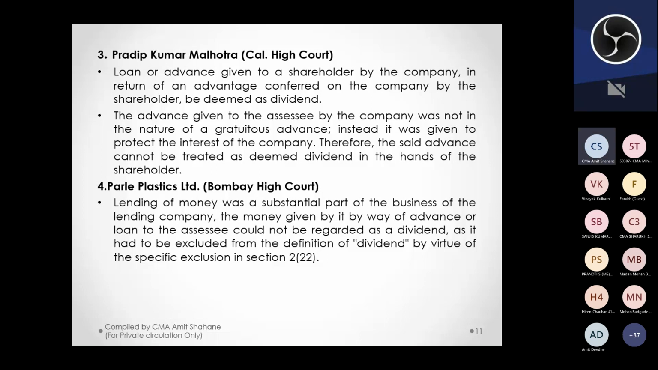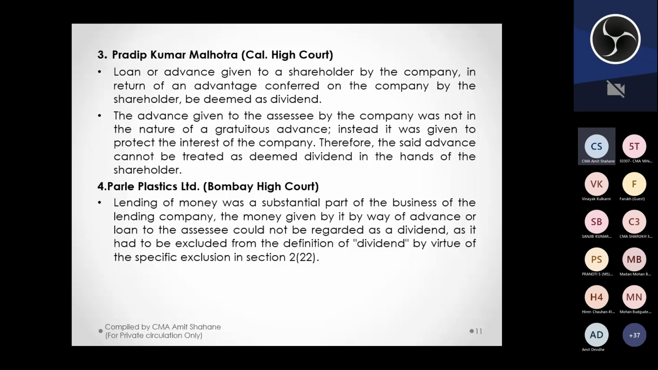There are different financial instruments, like for example, zero coupon bonds or deep discount bonds. So again, what are deep discount bonds? Typically, when you keep an FD, you get interest on that. But these deep discount bonds are issued at a discount, and at the time of maturity, you get the face value.